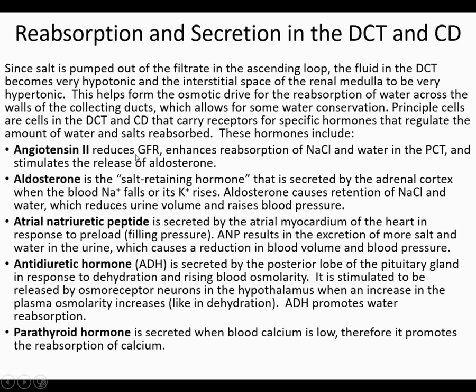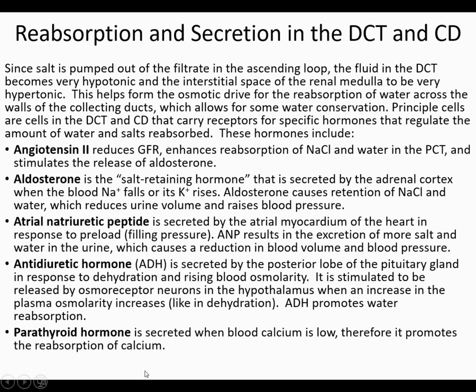Angiotensin II, we said it reduces GFR, but it enhances reabsorption of sodium chloride and water in the proximal convoluted tubule and stimulates the release of aldosterone. Aldosterone, nicknamed the salt-retaining hormone, promotes retention of sodium chloride and water, reducing urine volume and raising blood pressure. Antidiuretic hormone makes us pee out less water and less salt. That therefore promotes water reabsorption. So those four are all involved with water and salt. The fifth hormone has nothing to do with water or salt. It promotes reabsorption of calcium.